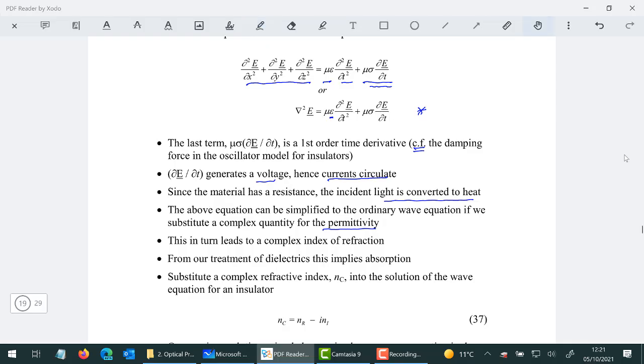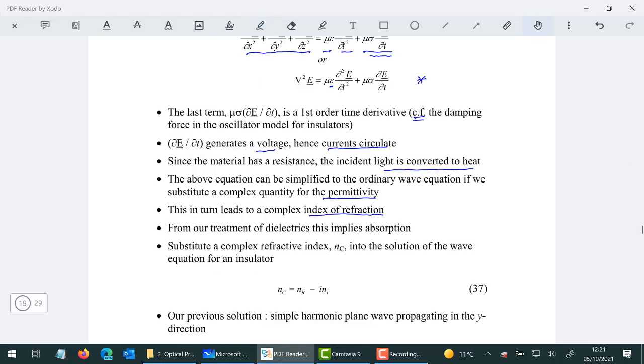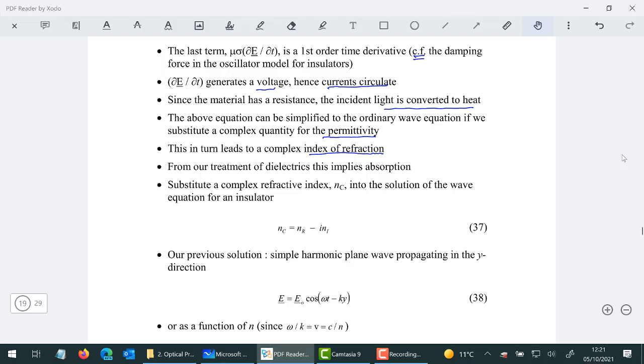So if the permittivity is complex, remember, then the refractive index will be complex as well. And we saw that when we had a complex refractive index in insulators, then that implied that we had absorption. So if we have a complex refractive index, we have absorption. And here's our assumption that the refractive index is a complex quantity. It has a real part and it has an imaginary part.